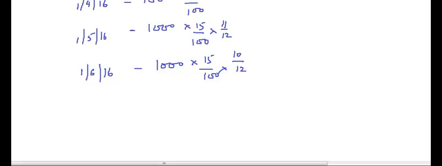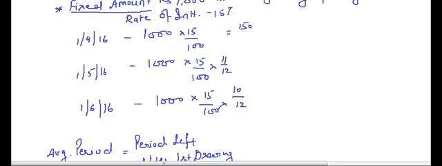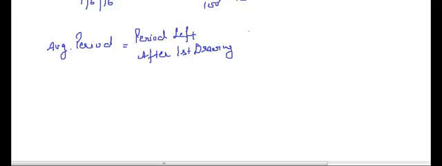So for making it short, what we will do is we'll first calculate the average period. Now what is the average period? Average period is the period left after the first drawing. Now the first drawing is on 1/4/2016. What is the period left after this? 12 months, right? Plus the period left after the last drawing.